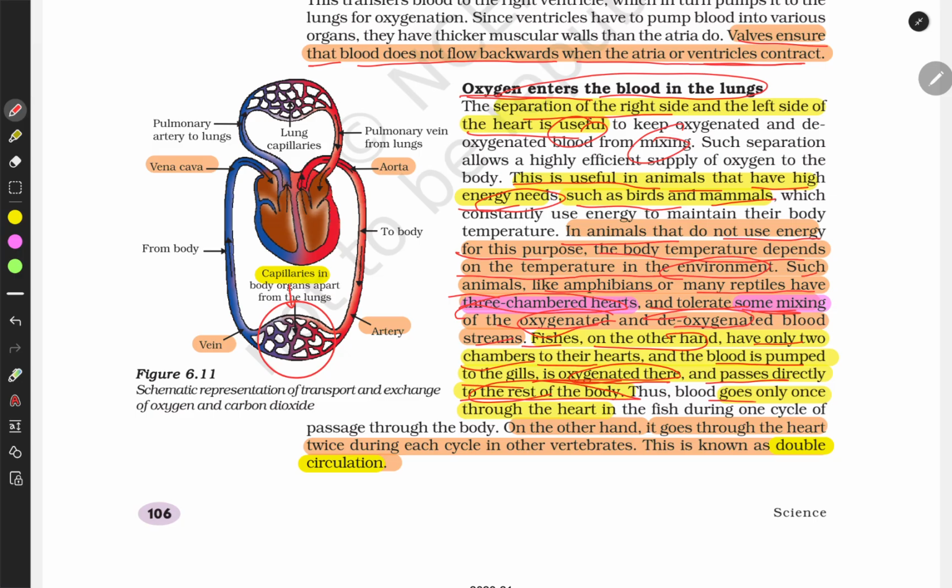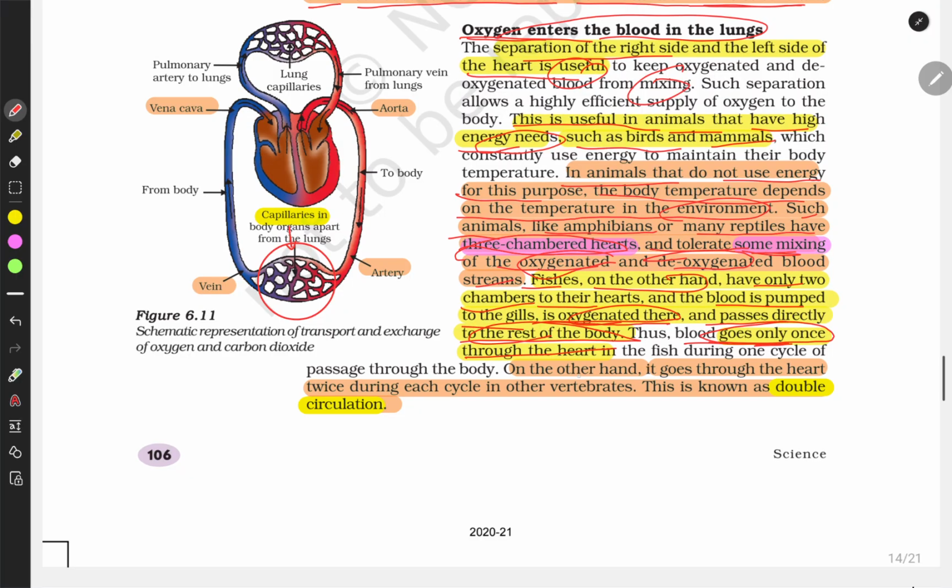So thus the blood goes through the heart only once. On the other hand, it goes through the heart twice in humans and other mammals, and in birds. It goes through the heart twice during each cycle in these vertebrates. This is known as double circulation.